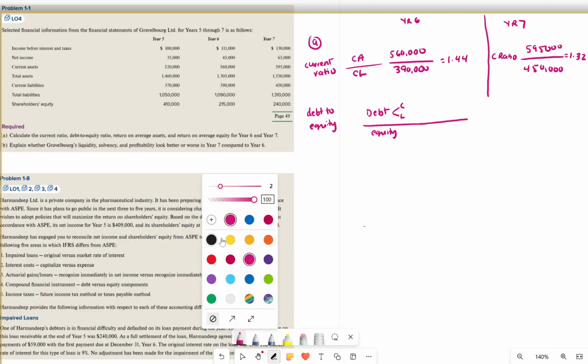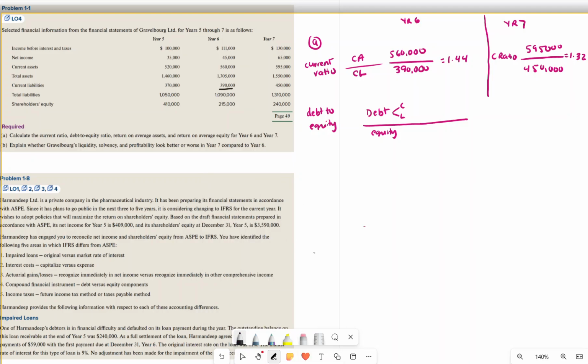We are told our current liabilities are 390, our total liabilities are 1090. So we have current and a long term. All together it is 1,090,000. My equity for that particular year is 215. So then what do I get? I get 5.07, and then I'm going to go to year 7 and I'm going to do the same thing.